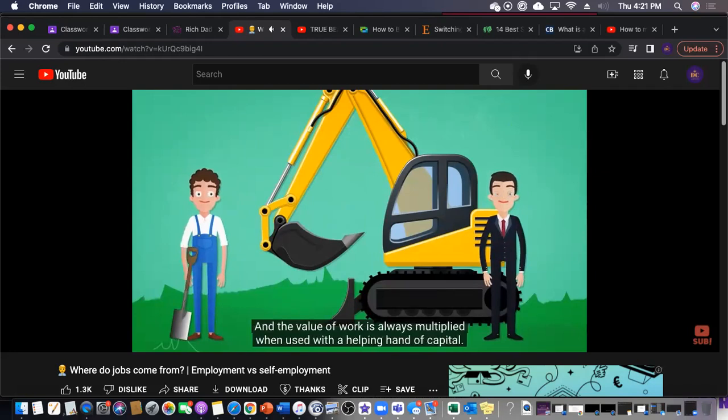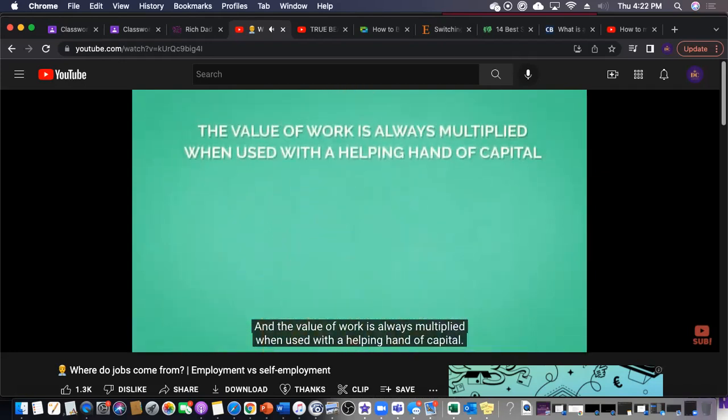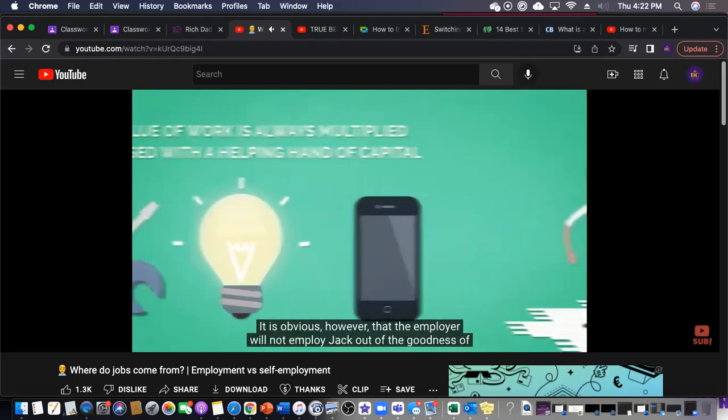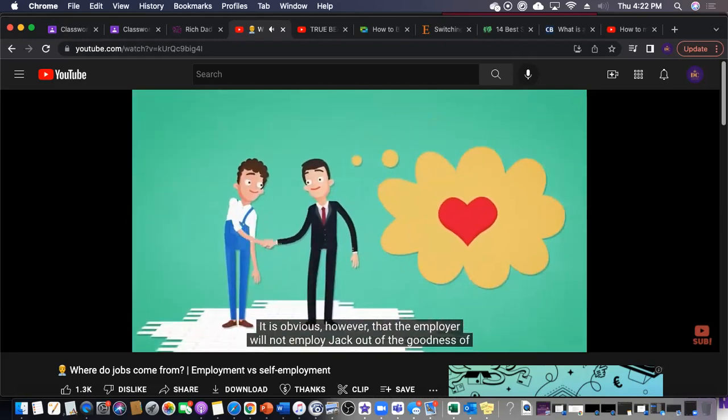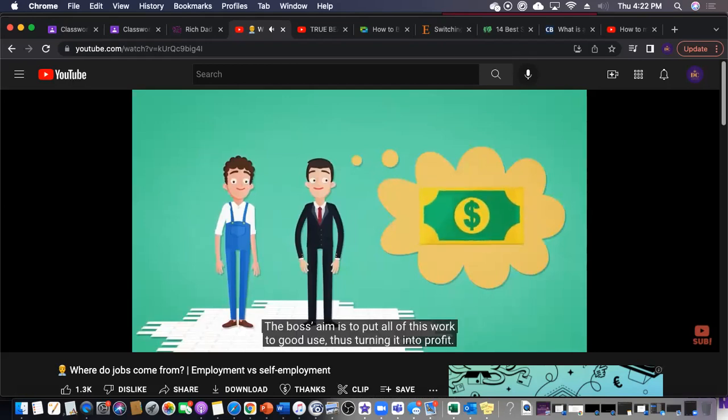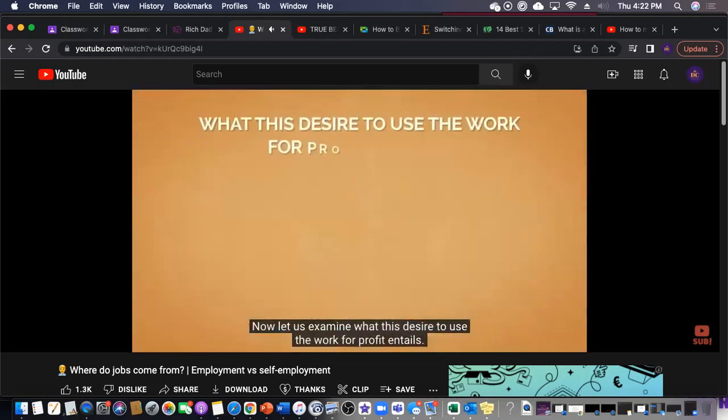And the value of work is always multiplied when used with a helping hand of capital. The capital can be such things as tools, know-how, or business contacts. It is obvious, however, that the employer would not employ Jack out of the goodness of his heart alone. The boss's aim is to put all of his work to good use, thus turning it into profit. Now let us examine what this desire to use the work for profit entails.